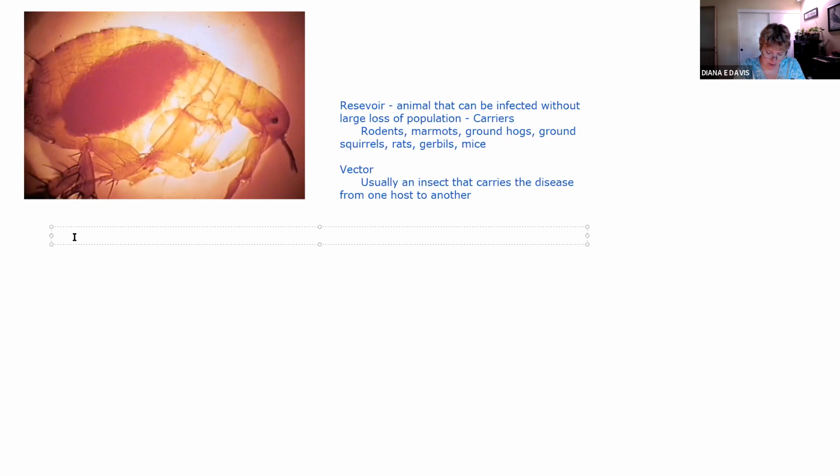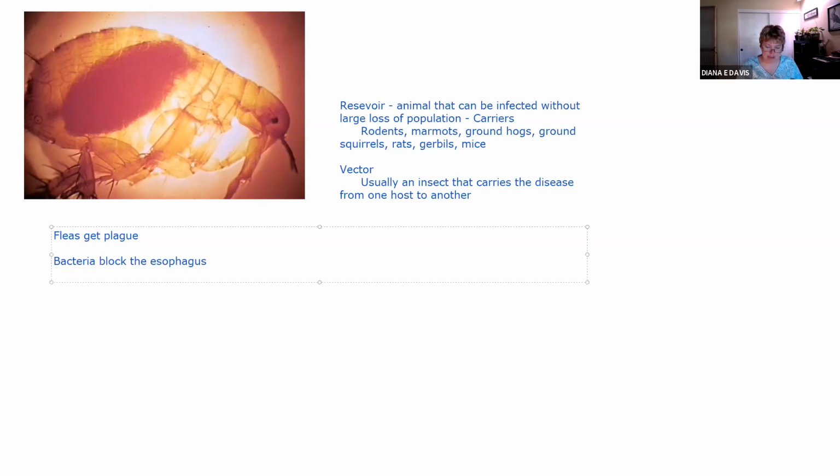Now, we're going to have to talk a little bit about the rat story as well. That's going to be, I think, the next slide. Okay. So, fleas get plague. They have symptoms. The bacteria multiply in the digestive tract, and the bacteria block the flea's esophagus, the tube that leads from the mouth to the stomach.